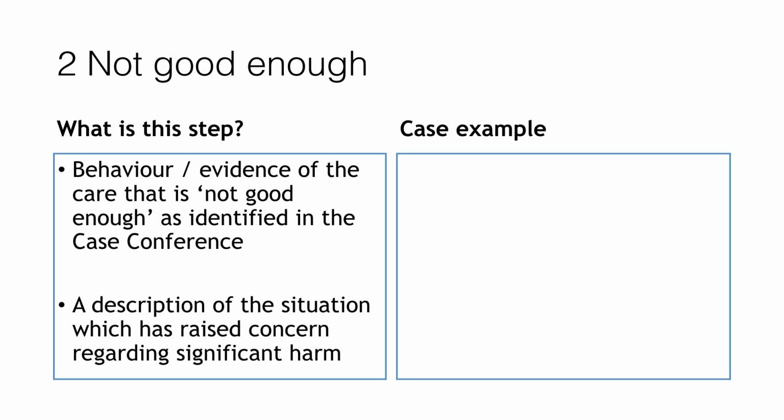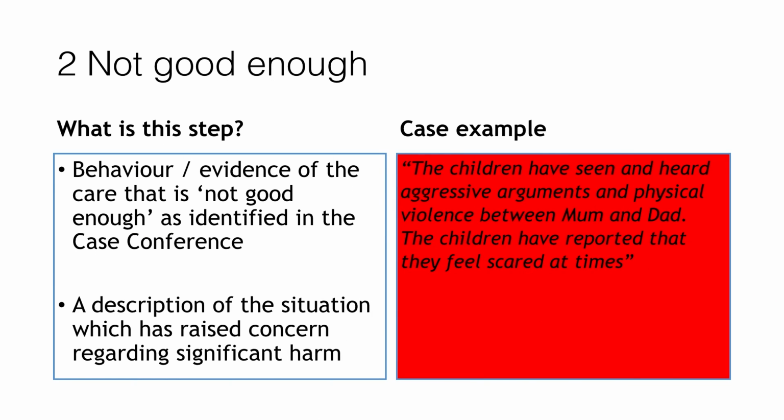Step 2 is defined in the case conference. This will be the circumstances or behaviour linked to the risk of significant harm. If we look at the case example that has been discussed in previous videos, we introduced this case example in video 6, where we looked at working with the what needs to change grid.